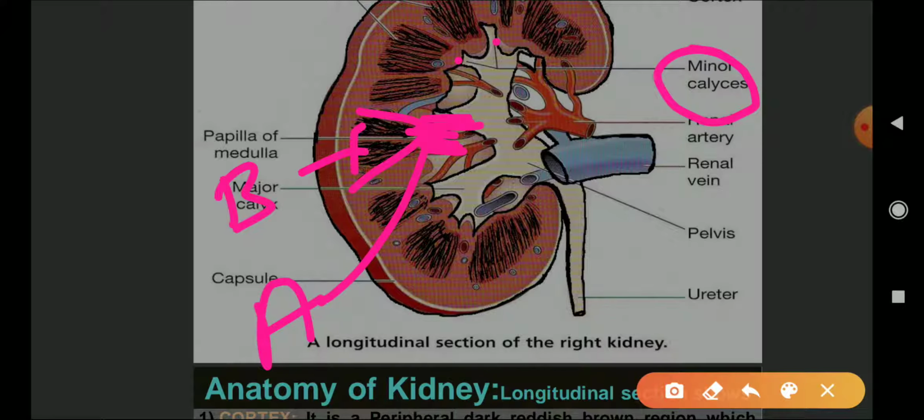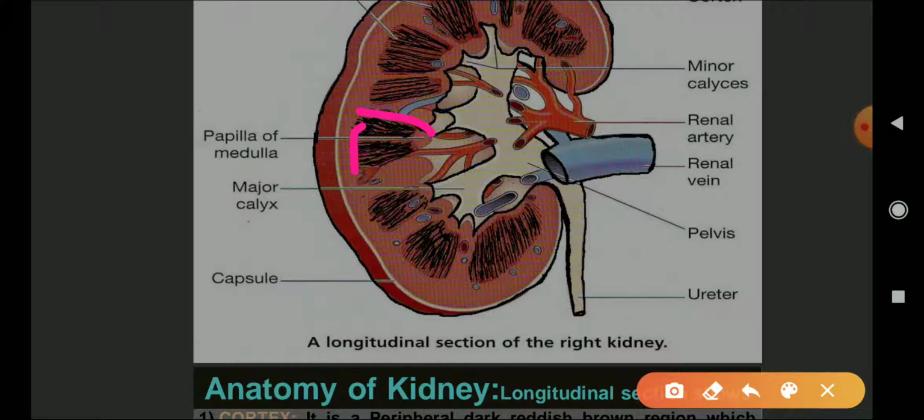If I remove this one, then you will see the minor calyces. These are the minor calyces. All these minor calyces are uniting together to form major calyces. This is the major calyces. Roundabout 5 to 7 major calyces are there. These major calyces then combine together to form a funnel shaped structure, which is known as renal pelvis.